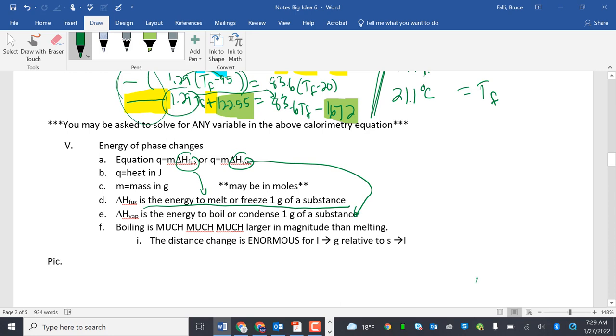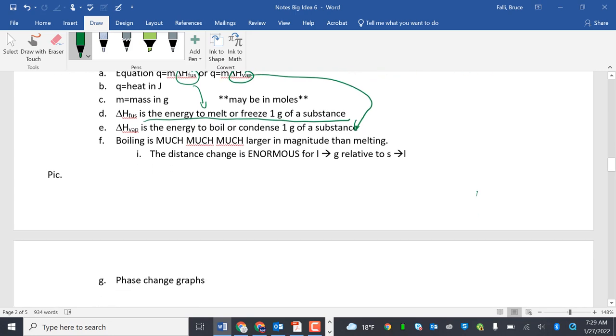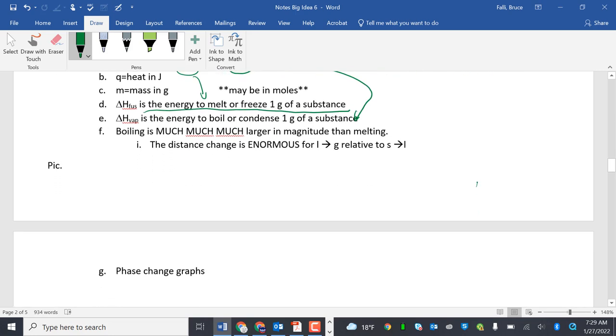Okay, it is very important that you know that boiling is much, much larger than melting. The distance change is enormous for liquid to gas versus solid to gas. So here's a liquid. Oh, here's a solid.